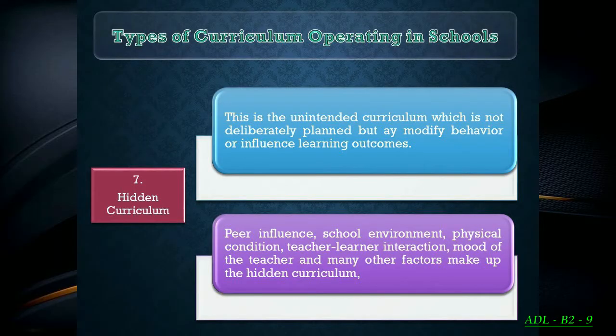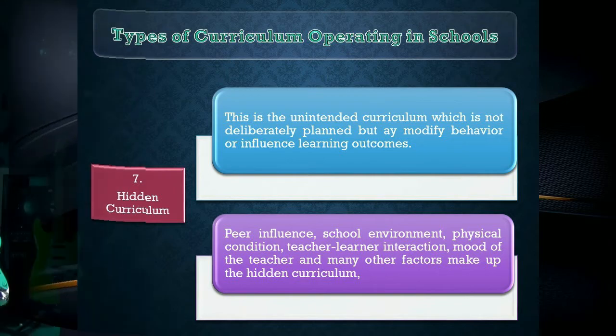The seventh curriculum is the hidden curriculum. What is this? This is the unintended curriculum, which is not deliberately planned, but it can modify behavior or influence learning outcomes. We have this peer influence, school environment, physical condition, teacher-learner interaction, mode of the teacher, and many other factors make up the hidden curriculum.